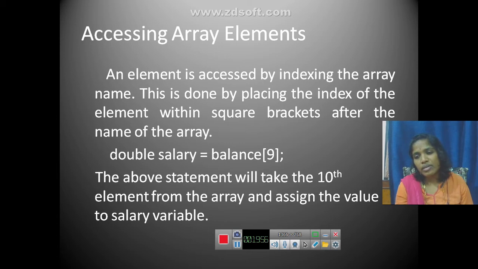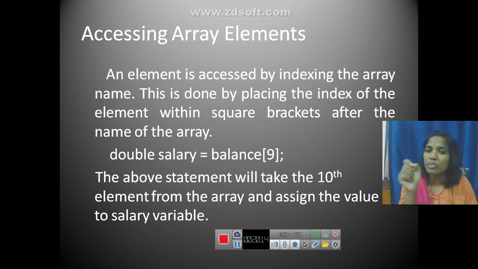Suppose balance is an array name. We can access it as balance[0], balance[1], balance[2], balance[3], and so on up to balance[n-1]. If it is numbers, we can access it as numbers with square brackets. This is done by placing the index of the element within square brackets after the name of the array.